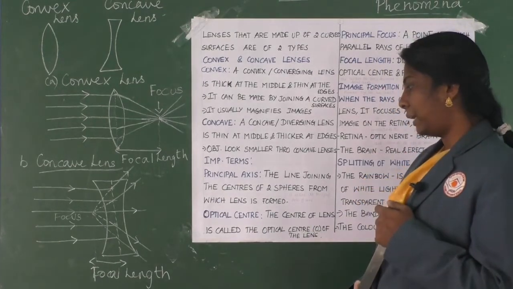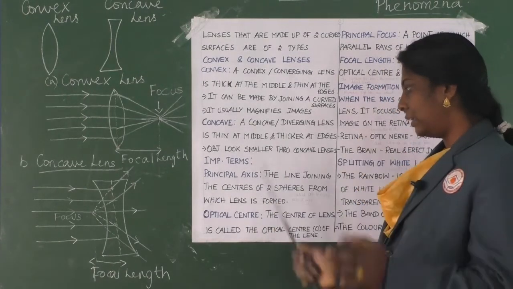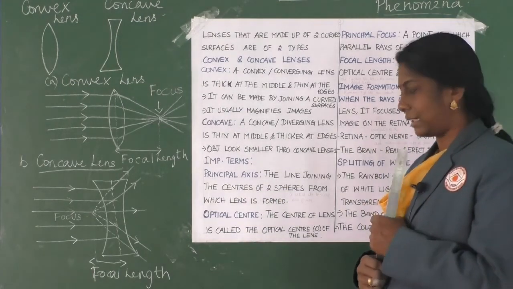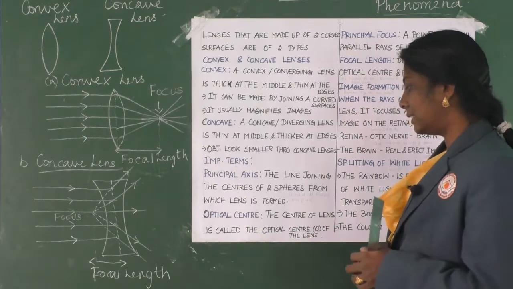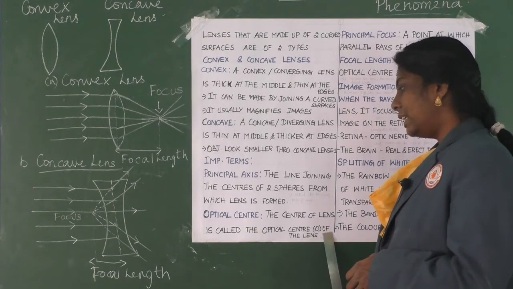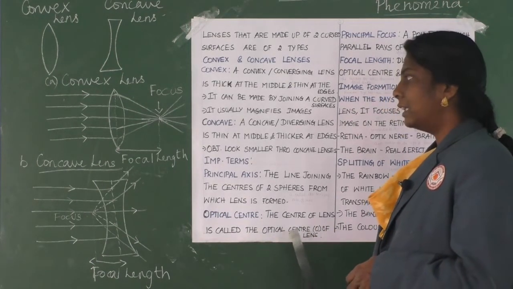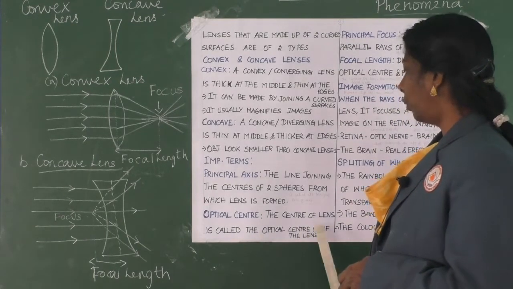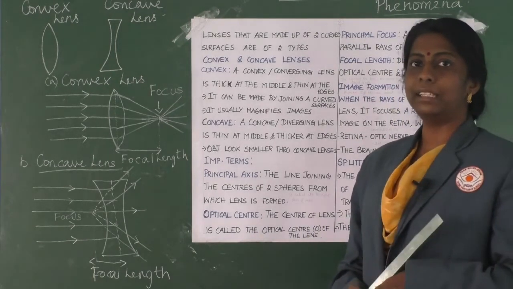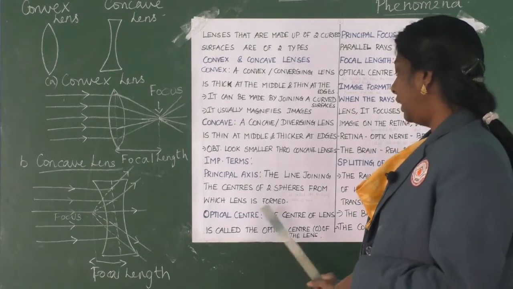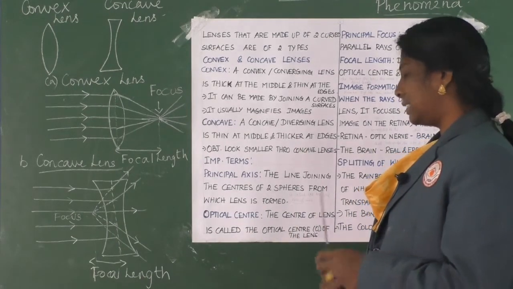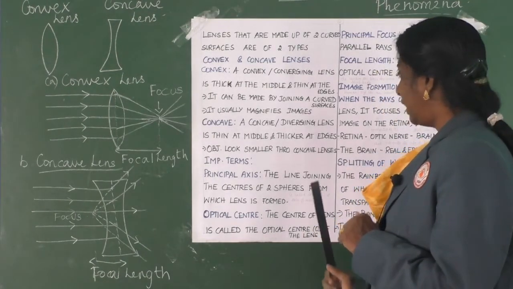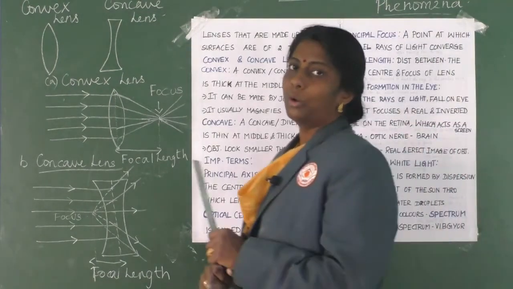Now about the optical center. The center of the lens is called the optical center of the lens, which is denoted by the letter O.